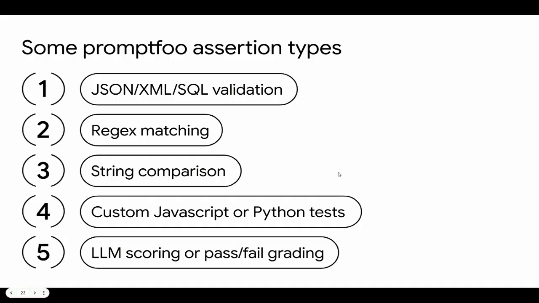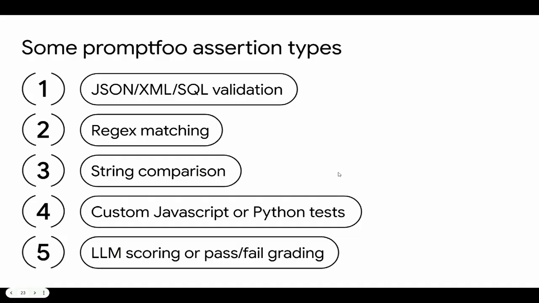Here are some of the assertion types that are available in prompt foo. There's lots of different assertion types. If you have an ideal output that you really want the output to look like, you can do a direct similarity check. It'll run an embedding comparison to see how close the output is to your ideal output. But there's lots of other ways to do it, both with LLM grading, that's for more subjective things, or mechanical tests for deterministic things that we want our output to do.